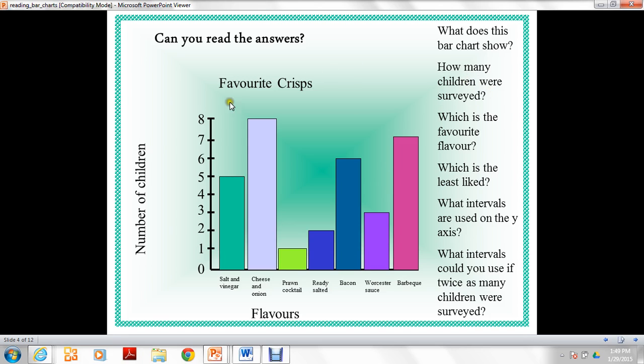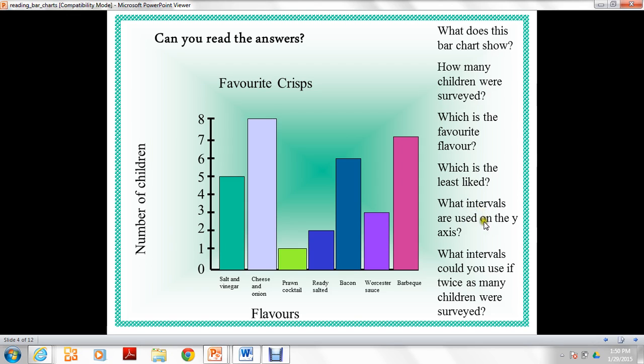So how many children were surveyed? How we tell that is you go to the top of this chart and you look at this top number. Yep, 8. Which is the favorite flavor? Well, which bar is the highest? Can't be this one. Definitely can't be this one. Cheese and onion. Most children like cheese and onion chips. Which is the least liked chip? That's right. The smallest bar. The prawn cocktail. And only one child liked that.